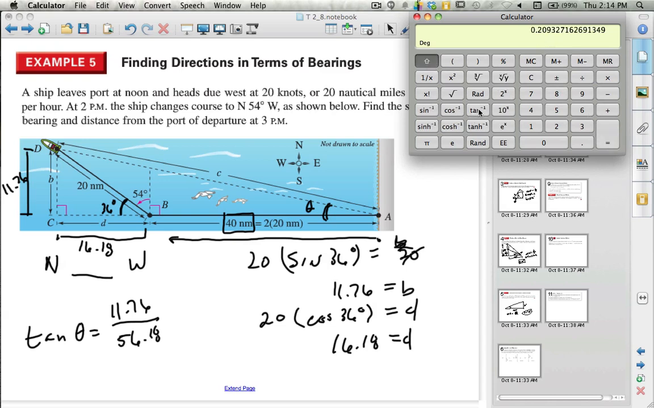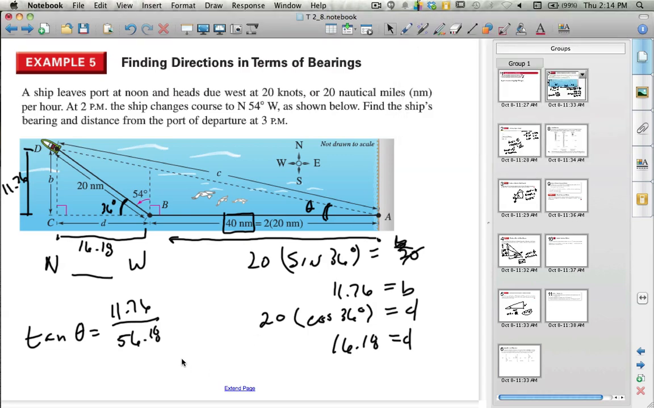So if I use the inverse tangent, I'll find the angle. It's 11.82 degrees. So in this case, theta is going to be 11.82 degrees. So the bearing is north 11.82 degrees west. Nope, I lied to you.